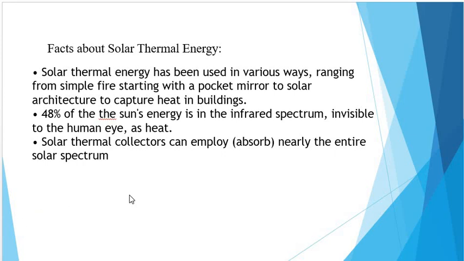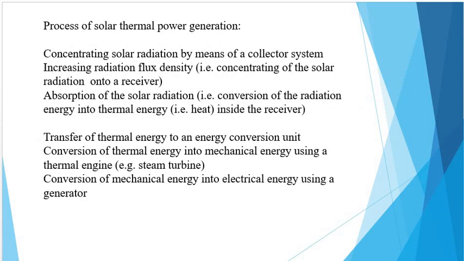Facts about solar thermal energy. Solar thermal energy has been used in a number of ways, ranging from simple fire starting with a pocket mirror to solar architecture to capture heat in buildings. It has an efficiency of 45%. It uses 48% of the infrared spectrum from the sun, which is invisible to the human eye. The solar thermal collectors can employ nearly the entire solar spectrum.